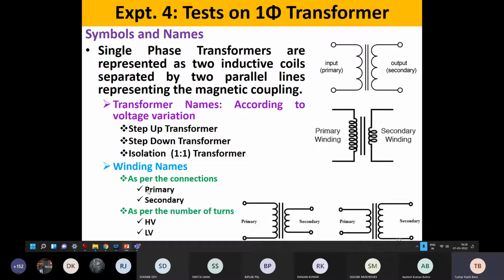And other names are there also, primary and secondary. The coil to which we give the power or feed the power is called primary, and from where we take the power or collect the power, that is called secondary.